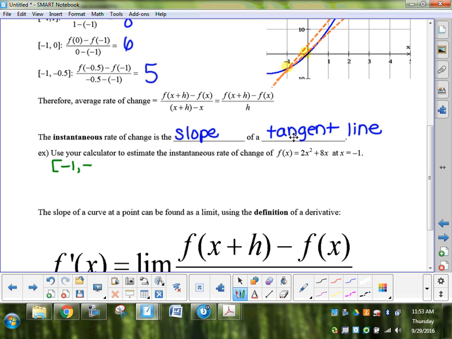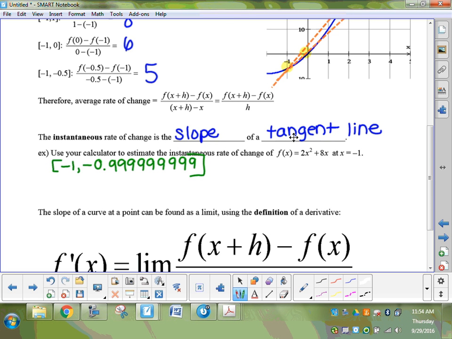-0.999. All right, so let's go to -0.9999999. Let's make nine, 1, 2, 3, 4, 5, 6, 7. Is that pretty close to -1? Yeah, we've got a really, really tight window here.